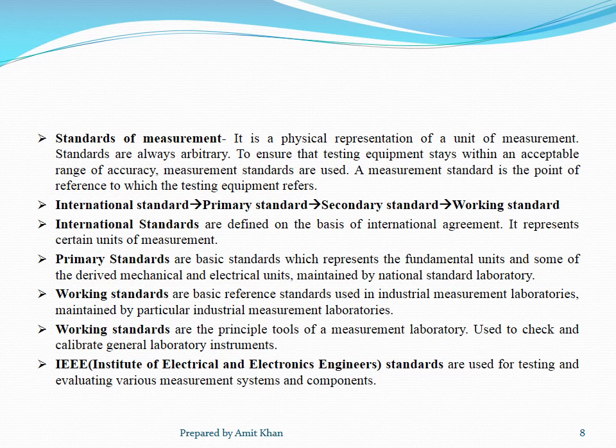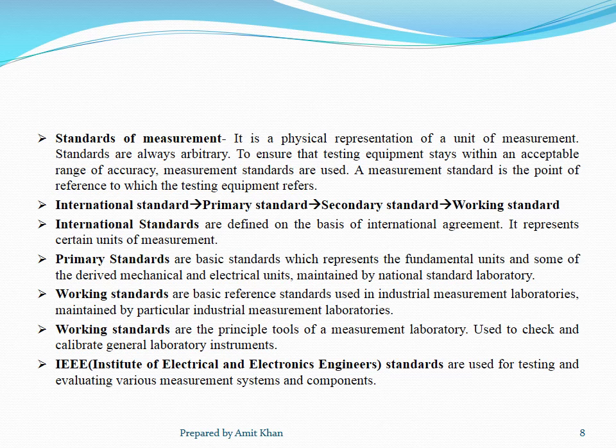Then comes standards of measurement. It is a physical representation of a unit of measurement. Standards are always arbitrary. To ensure that testing equipment stays within an acceptable range of accuracy, measurement standards are used. A measurement standard is the point of reference to which the testing equipment refers. From the international standard comes the primary standard, from the primary standard comes the secondary standard, and from the secondary standard comes the working standard.